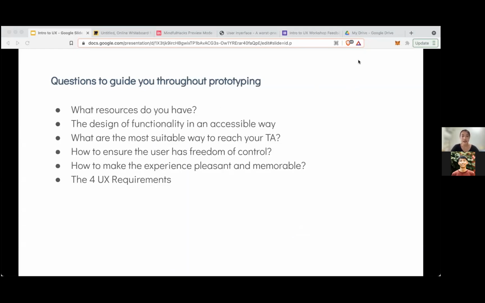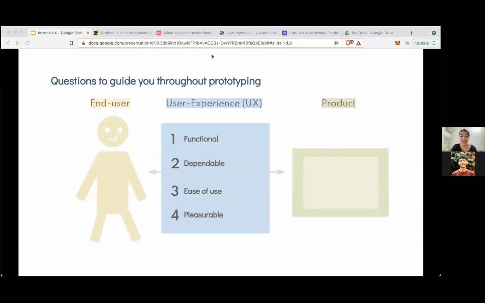So how can we choose which idea to make into a prototype, and how can we assess if the prototype is good or not? These are some of the guiding questions that can help you make up your mind. And the other thing that we should always keep in mind is to remember to match our prototype with the 4 UX requirements. Do you remember what the 4 UX requirements are? If you do, you can type it in Slido and answer. If not, that's okay too. It's called FDEP: functional, dependable, ease of use, and pleasurable. It's very, very important for you to remember these 4 requirements.